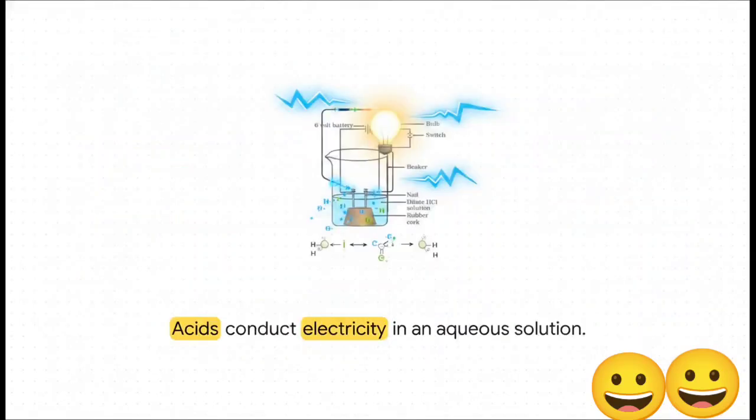Now check out this setup because it is absolutely brilliant for proving a key property of acids. We're looking at a pretty simple electrical circuit, just a 6-volt battery, a light bulb, and 2 nails sitting in a dilute hydrochloric acid solution. When you close the switch, boom, the bulb lights up. But why? Well, it's because those H+ ions in the acidic solution actually separate out and act as carriers for the electric current. It's just fantastic visual proof that acids conduct electricity.